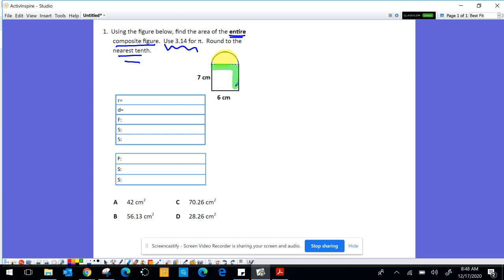So we have our half circle and our rectangle. And we need to find the area of each shape, and then we're going to add them together. So let's start with the half circle over here. This is our half circle, also known as a semicircle.